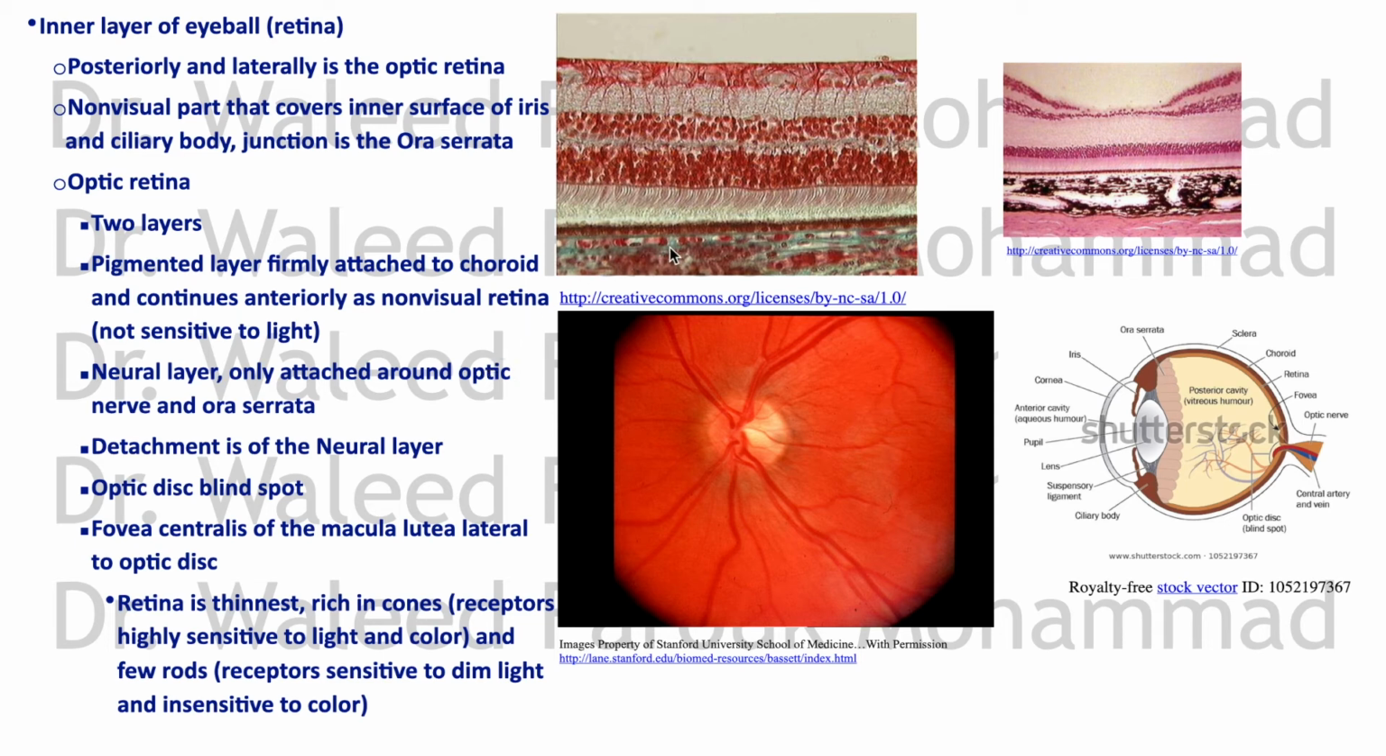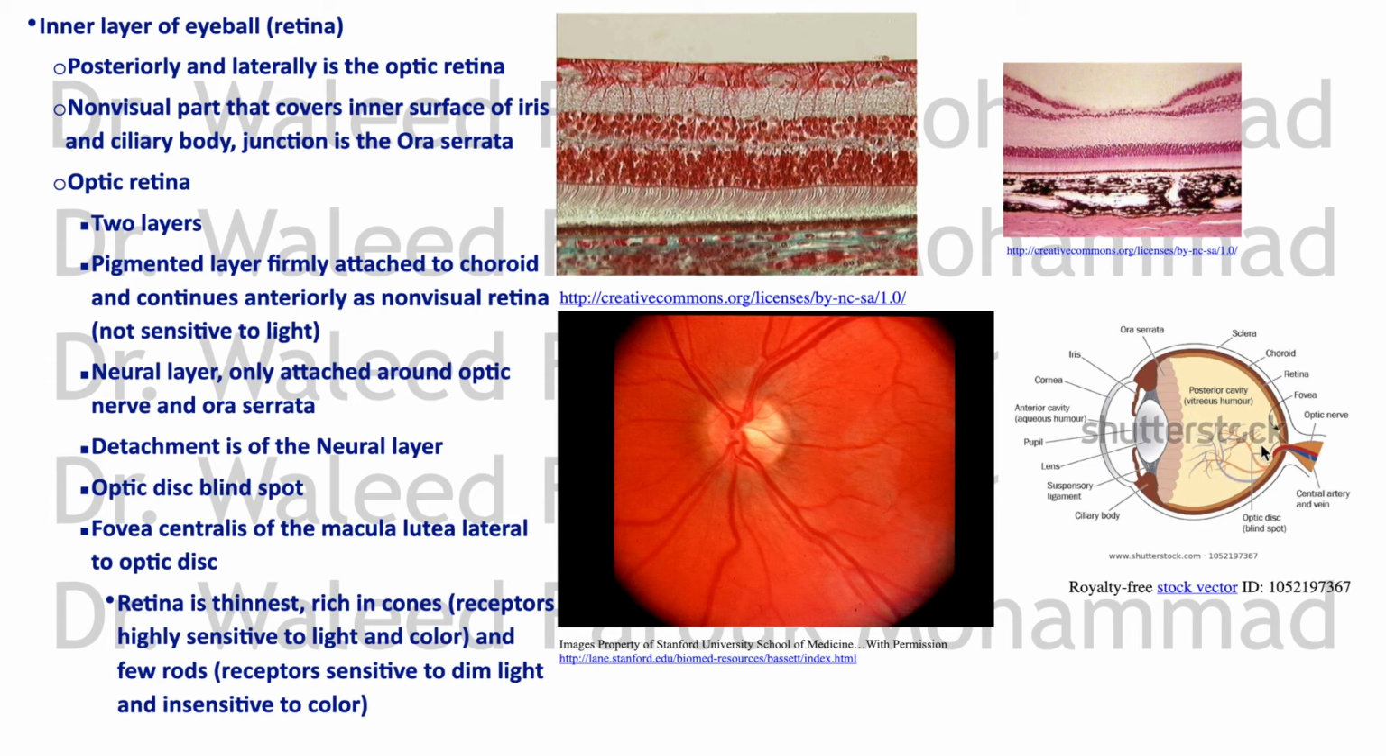Okay, the retina has a pigment layer at the outside, which is adherent to the choroid, and a neural layer, or the optic layer, which is only attached around the site of exit of the optic nerve and at what's called the ora serrata. This is the ora serrata, which marks the end of the optic retina and the start of the non-visual retina, the one that lines the ciliary body. So this is a site of attachment.